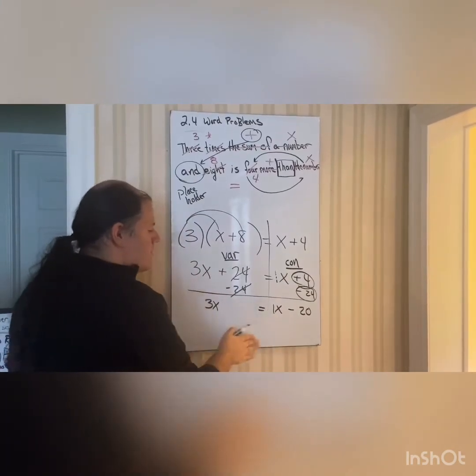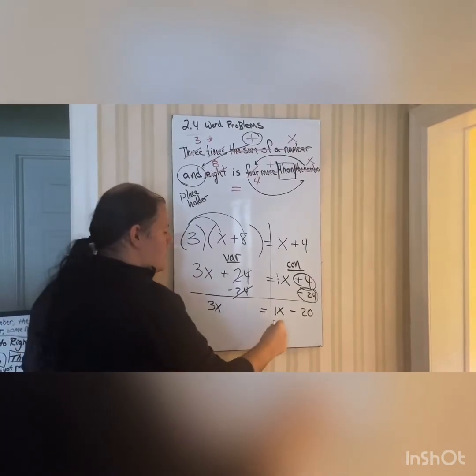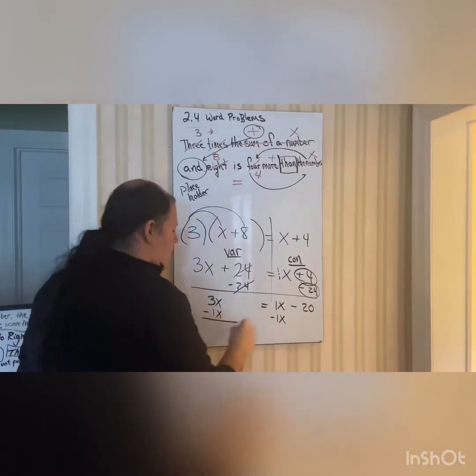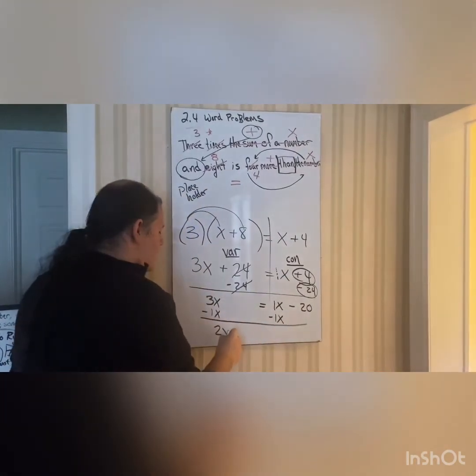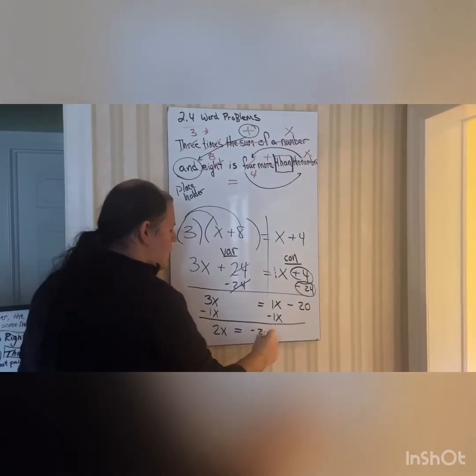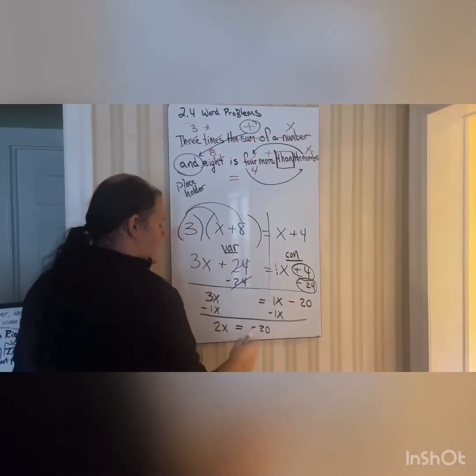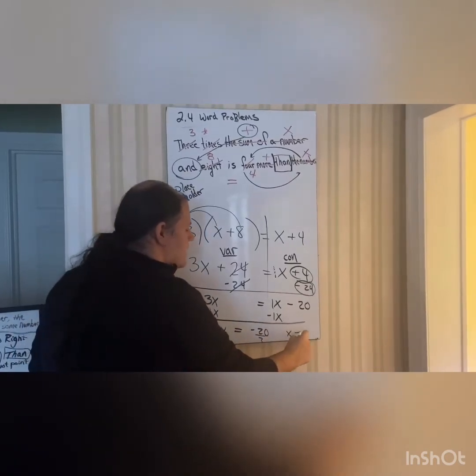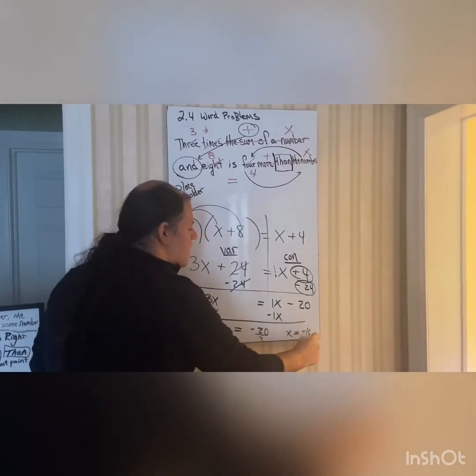Now move this one x over. So the opposite would be subtract 1x on both sides. So we get 2x equals negative 20. Remember, it's negative 20. And then divide both sides by 2. So we get x equals negative 10. Okay?